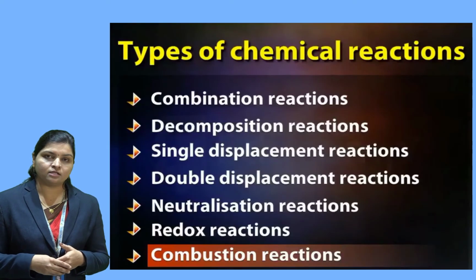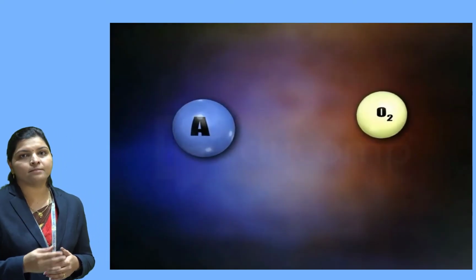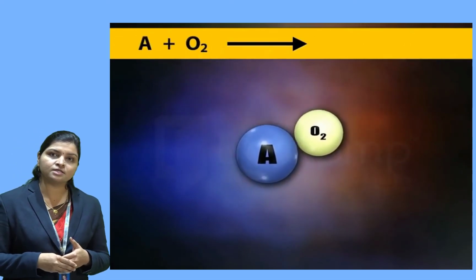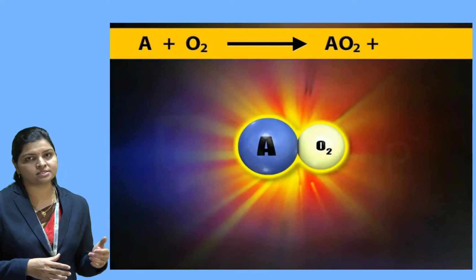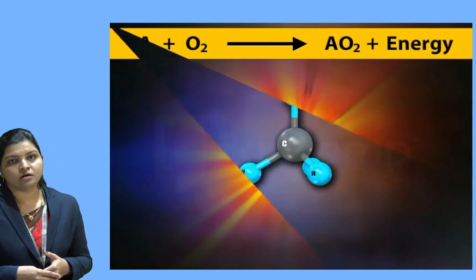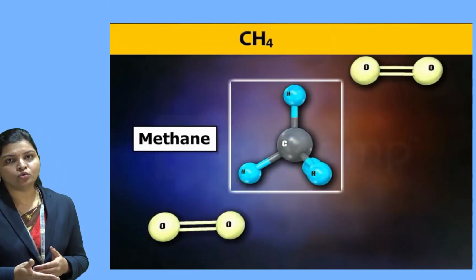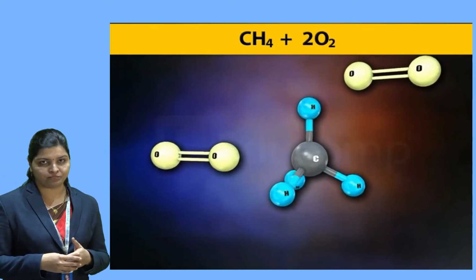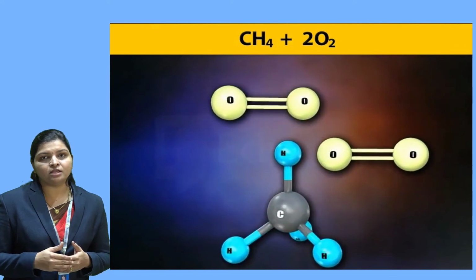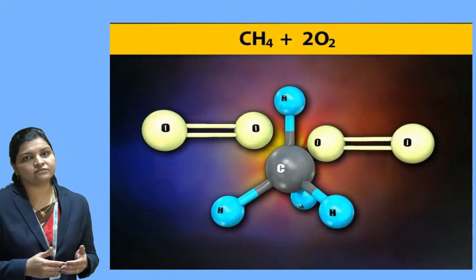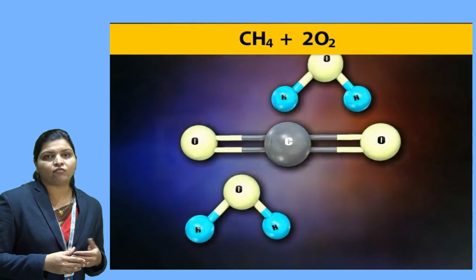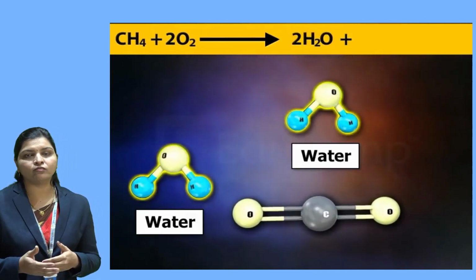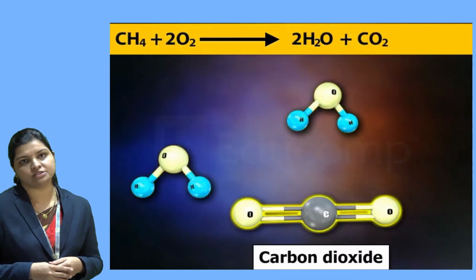And finally, the combustion reaction. A combustion reaction is a type of chemical reaction in which a substance combines with oxygen to form oxides along with the release of energy. For example, when methane combines with oxygen, it forms carbon dioxide and water along with a large amount of energy.